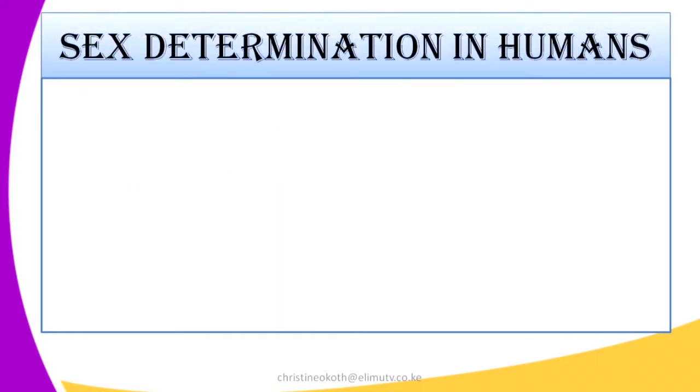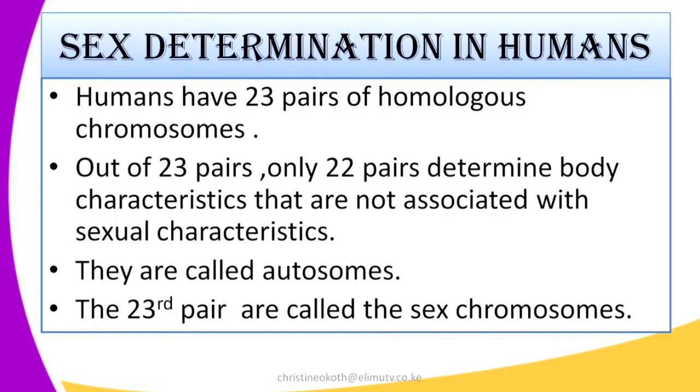To the business of the day, sex determination in human beings. So in humans, we have 23 pairs of chromosomes, or we can say we have 46 chromosomes. Out of the 23 pairs, there are only 22 pairs which determine the characteristics of the body or the traits which can be passed from a parent to the offspring.